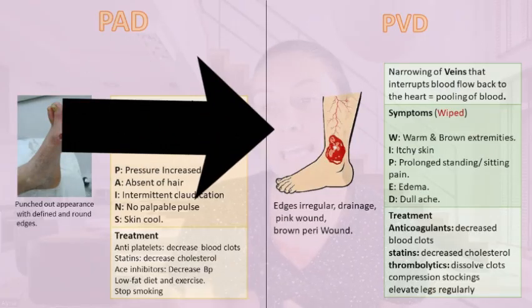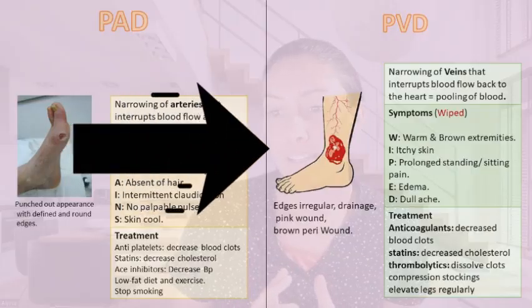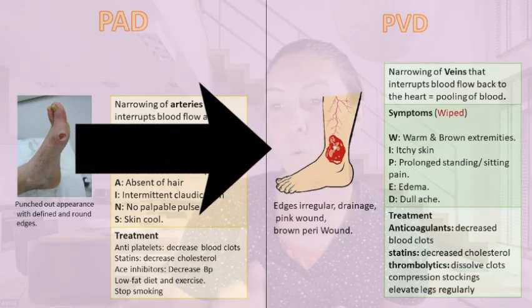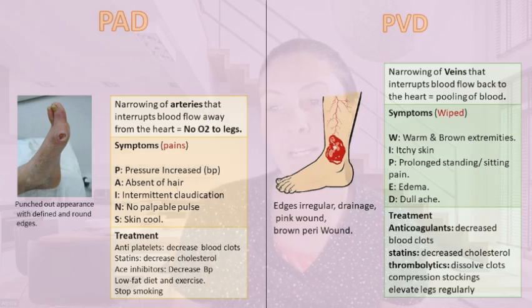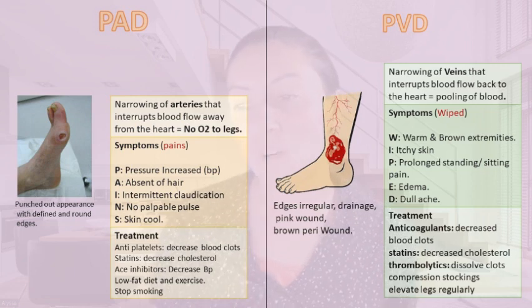So next we're going to be looking at peripheral vascular disease. So what is it? It's narrowing of the veins that interrupts blood flow back to the heart. So you're going to have pooling of the blood in the leg. So you'll see this through edema. What are the signs and symptoms? We're going to have warm brown extremities, itchy skin. This often happens with prolonged standing or sitting.